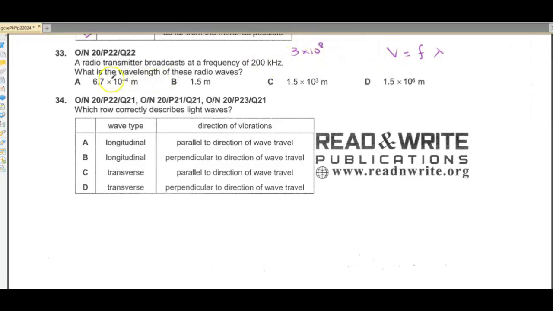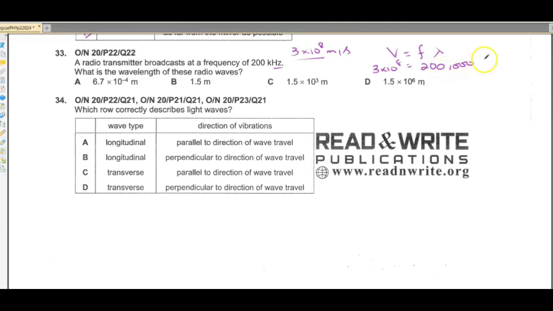So if the speed for radio waves, microwaves, infrared waves, visible light waves, and gamma rays is not given, you can always use 3 × 10^8 on your own accord. Okay? Sometimes this value is given as well, and sometimes it's not. So it's always a good thing that you remember this, okay, and keep that in mind. So what we are going to do is 3 × 10^8, and the frequency is not in hertz, it is in kilohertz. So this is going to be 200,000 hertz, okay, because the answers are in meters.